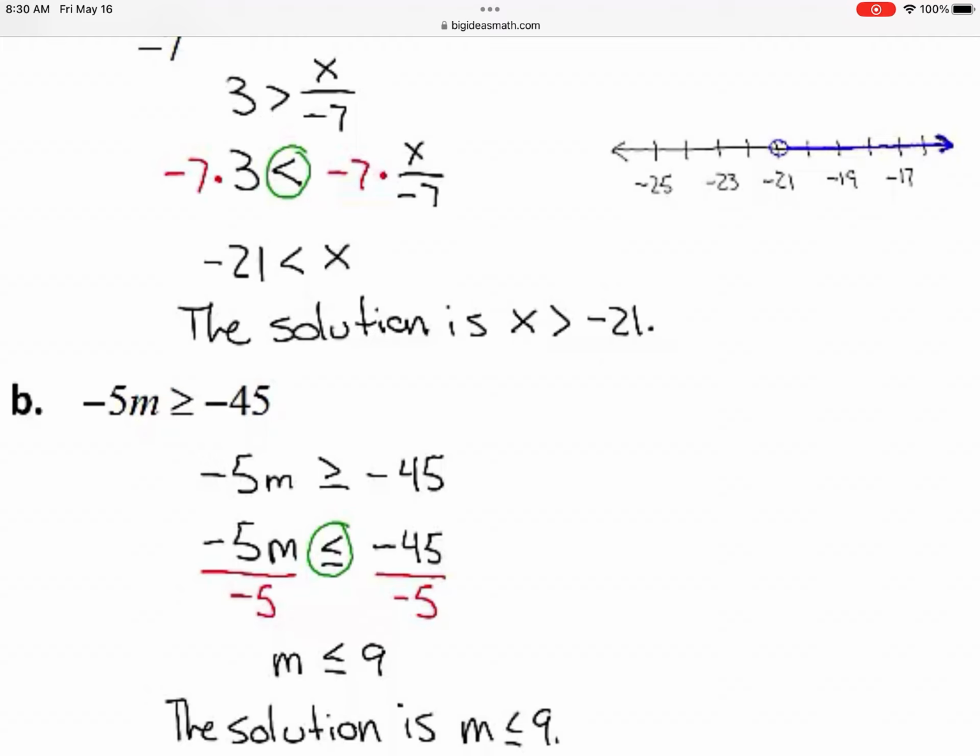Next graph the solution on a number line. Because 9 is a solution, use a closed circle at 9. Because m is less than or equal to 9, shade the line to the left of 9.